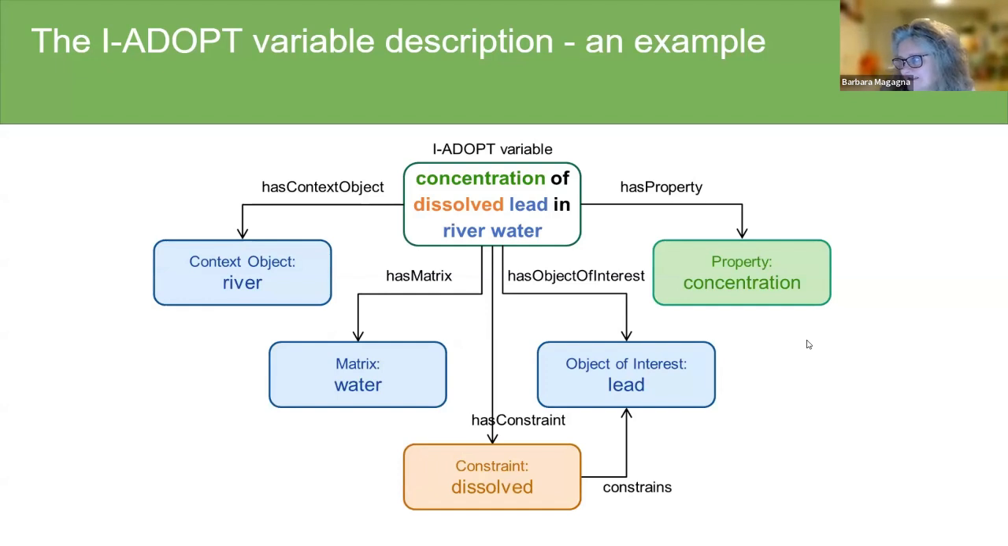So the concentration plays here the role of the property. The dissolved lead needs to be really decomposed into 2 parts. Lead is the object of interest, but it is constrained with the term dissolved. And this lead is found in water, which is the matrix, the material where the chemical element is embedded or included. So the water is the matrix, and the water is part of the river, and that's the context object. That's the idea. It is possible to decompose a description into different atomic parts, and these can be described with semantic concepts from FAIR terminology.